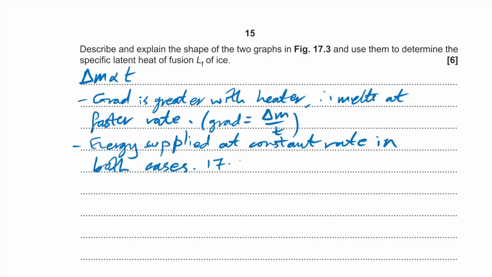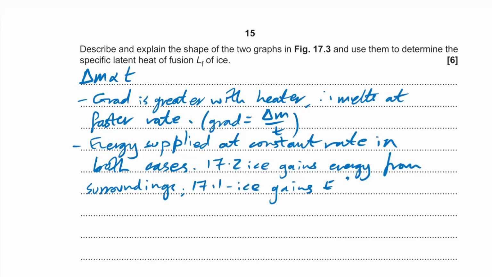Well, in 17.2 ice gains energy from surroundings. But here's the thing, is that in 17.1 ice gains the energy from heater and surroundings, not just the heater, of course. Okay, so therefore we need to find the amount of energy that's going into both. There's a couple of ways that you can do this. You can find the gradient, but actually the easiest thing is just to find out the total energy that's going in. So we know that energy is equal to power times time.